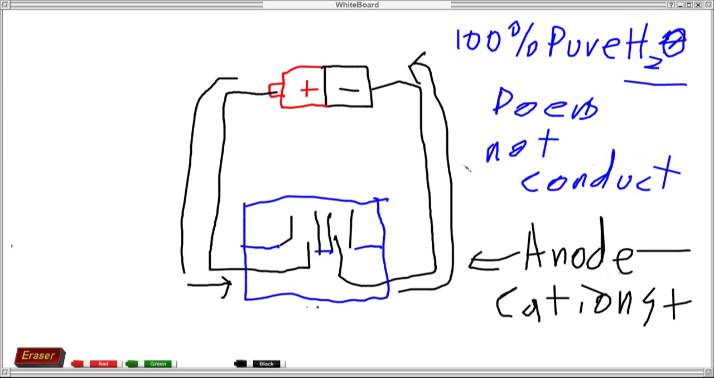It does not conduct electricity, and the reason why is that it's dielectric, meaning that it's mostly an insulator.